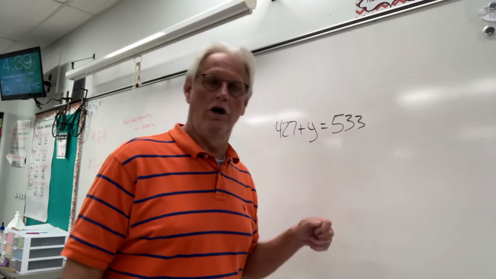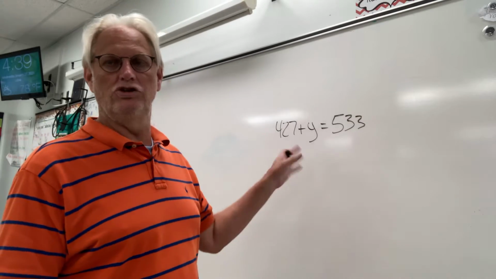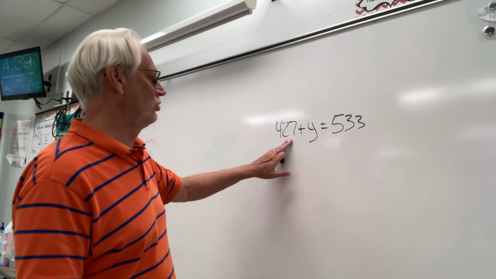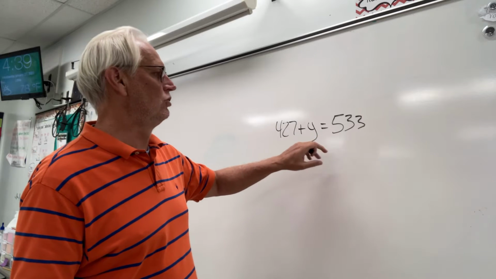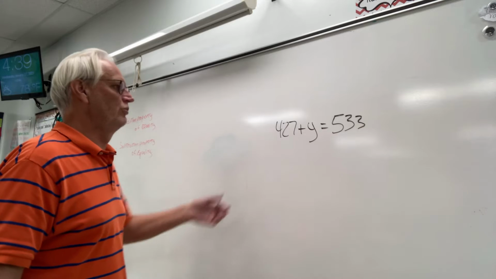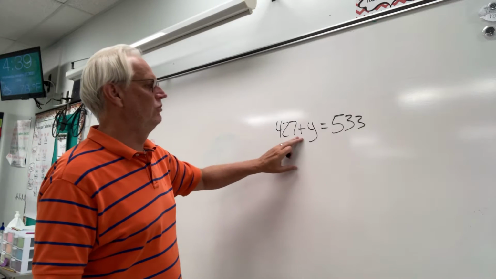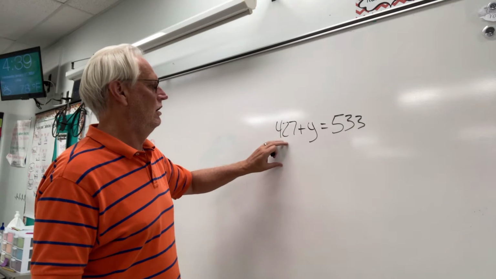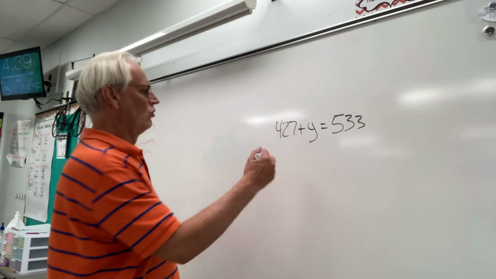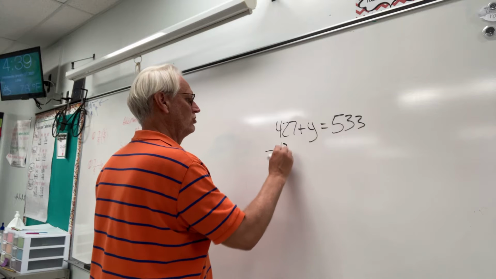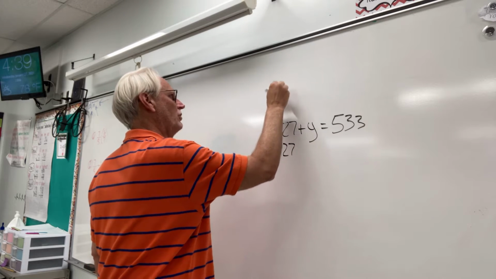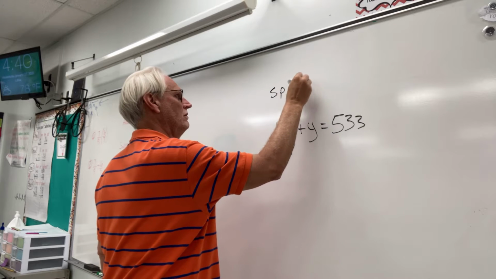So we're going to do some equations, just addition and subtraction equations today. The first problem we have is 423 plus y equals 533. The first thing we need to do is determine what our inverse operation is going to be. Since we have 427 plus, we're going to do a minus 427 here, and that's going to be the subtraction property of equality.